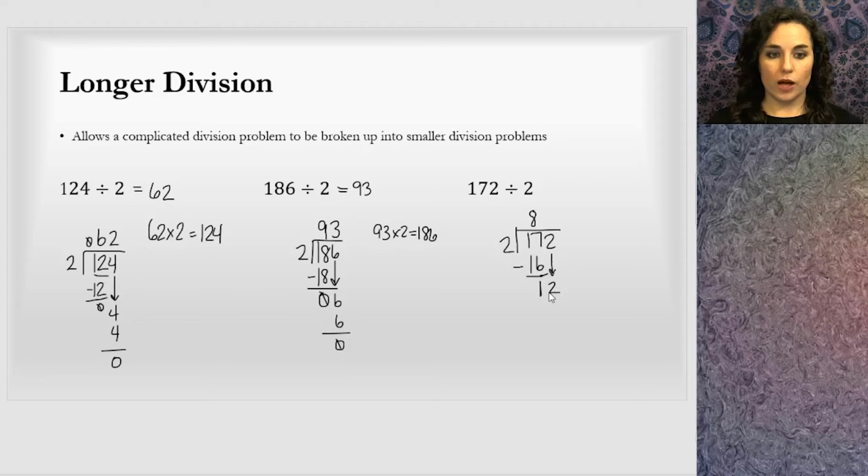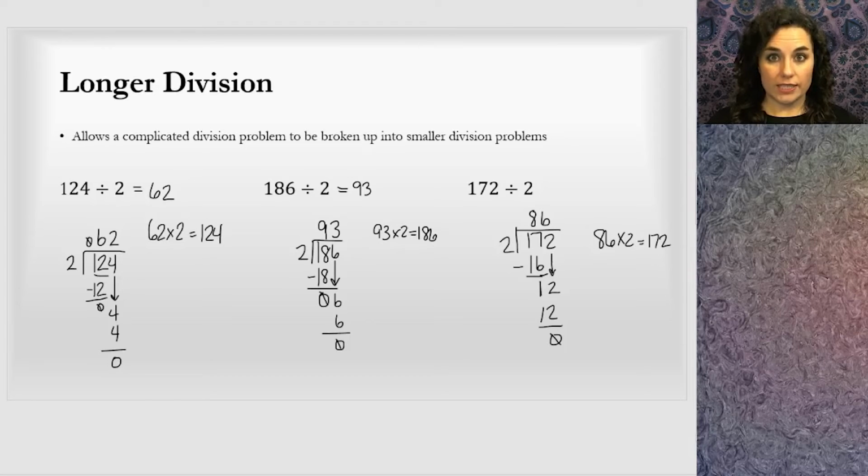So now I have 12 down here. Now I'm going to ask myself, how many times does 2 go into 12? 2 goes into 12 evenly 6 times. 6 times 2 is 12, and I see that there's nothing left over. And I expected that. Nothing left over because 2 is an even divisor, divides evenly into 172. 86 times 2 equals 172.